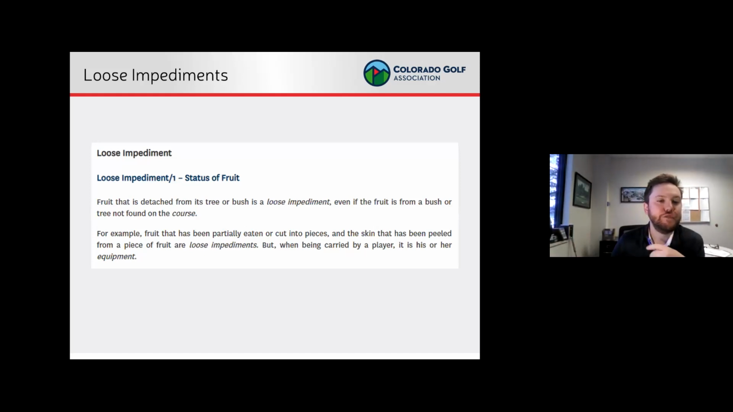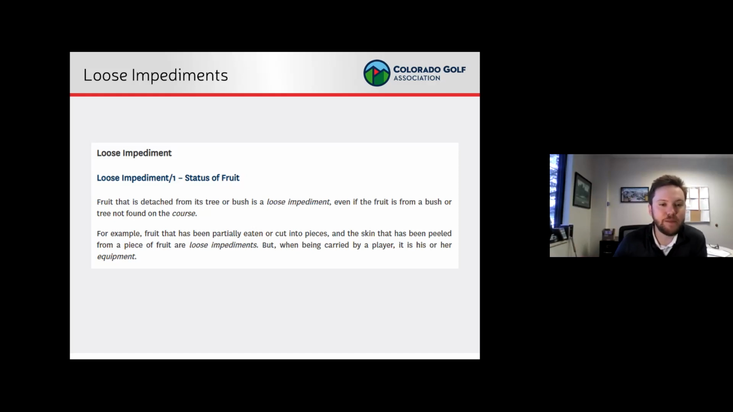But it says fruit that is detached from its tree or bush is a loose impediment, even if the fruit is from a bush or tree not found on the golf course. For example, fruit that has been partially eaten or cut into pieces, and the skin, banana peel, that has been peeled from a piece of fruit are loose impediments, but when being carried by the player, it is his or her equipment. So interesting little tidbit there.